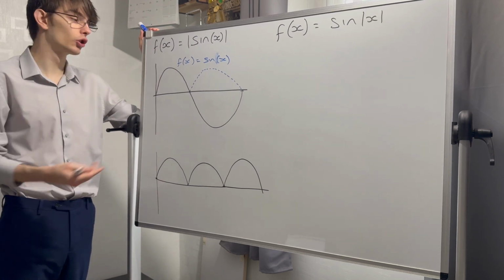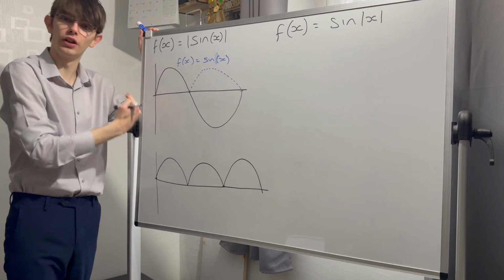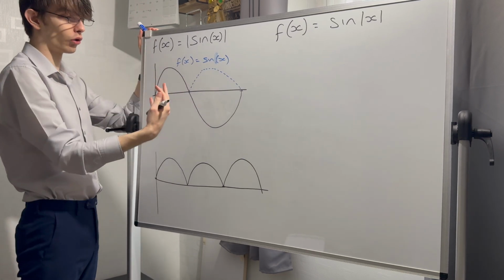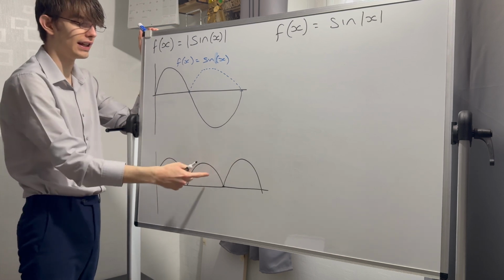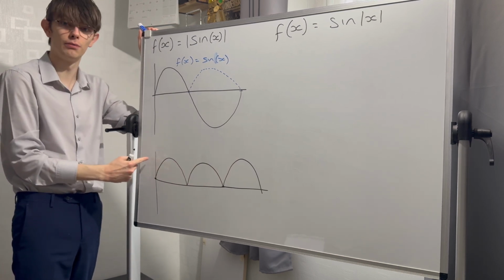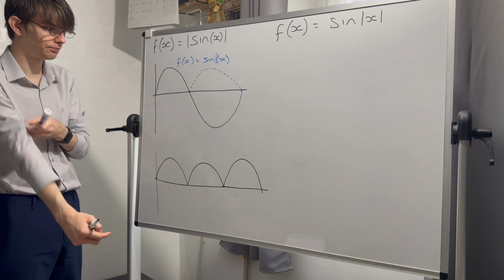Same for cos, right? Cos is the same graph. It's just shifted over by 90. So when we draw a cos graph, it's also going to look like this. It's just going to have different intersection points on the y-axis.